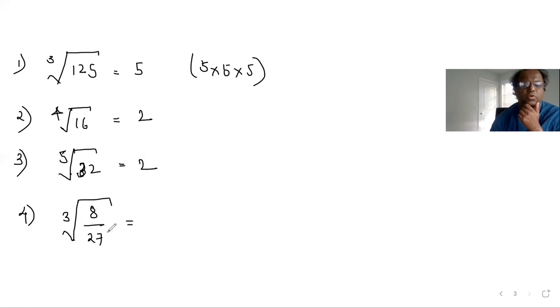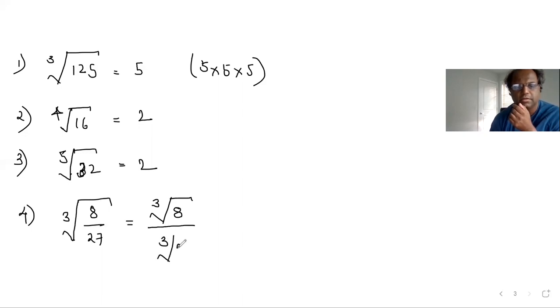And here, of course, I'm going to solve this with the property as well. I'm going to discuss that down the road. But right now, what I will do is something like this. Obviously, the cube root of 8 is 2, and the cube root of 27 is 3. So this is the very, very basic idea of the radicals.